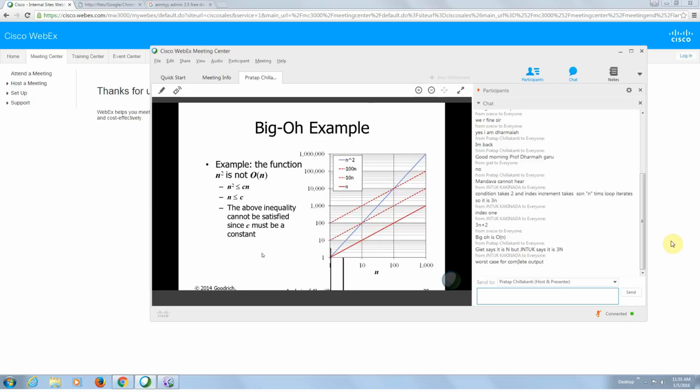Here is a counter example just to see that, right? The function n squared is never order of n. When you say, hey, when n goes to infinity, isn't n and n squared pretty much infinity, right? But if you solve the equation, n squared less than or equal to c n means n is less than or equal to c, and c is always a constant, right? So the condition is not satisfied. So n squared can never be order of n.